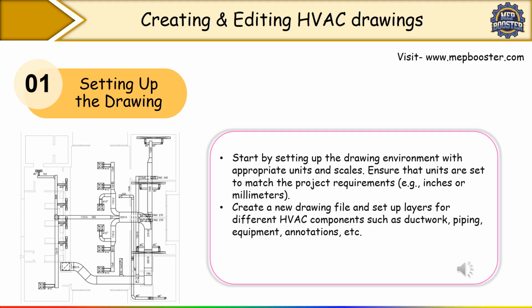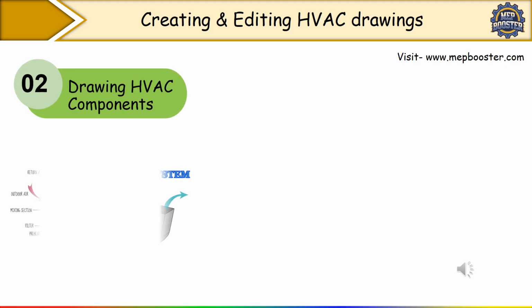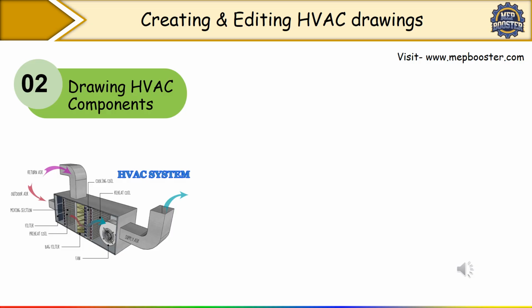Suppose if you are placing the air terminal device like diffuser, so create one separate layer for diffuser. If you are running the ducting layout, so create one separate layer for ductwork, okay, for equipment. So this thing we have to do. Then define drawing boundaries and set limit to control the drawing areas. Okay, now the second one is drawing HVAC component.